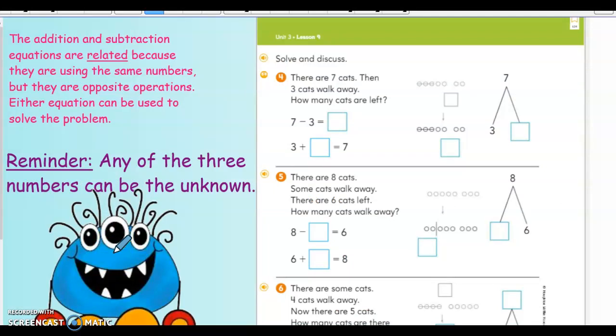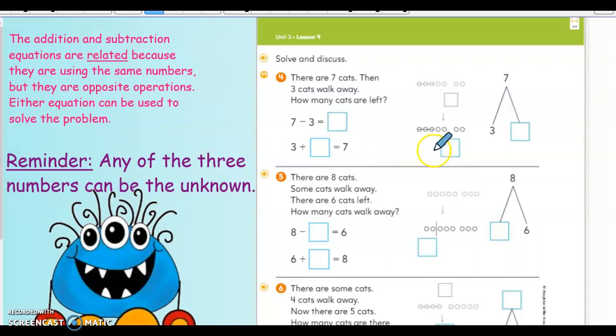The addition and subtraction equations that we're working with are related because they use the same numbers, but they're opposite operations. I want you to check this one out right here in number 4 that we're going to be working with. I want you to notice that it says 7 take away 3 equals unknown. And when we turn that into an addition equation, it looks like 3 plus unknown equals 7. So they're using the same numbers, but they are different because of addition and subtraction. Either equation can be used to solve the problem. It's really up to you as long as you figure out the answer.